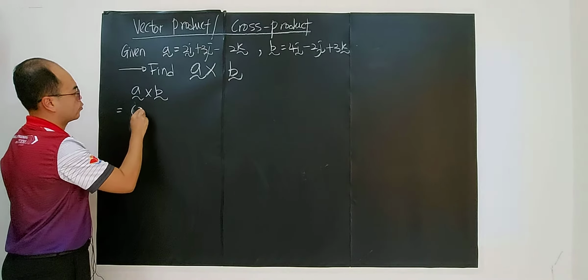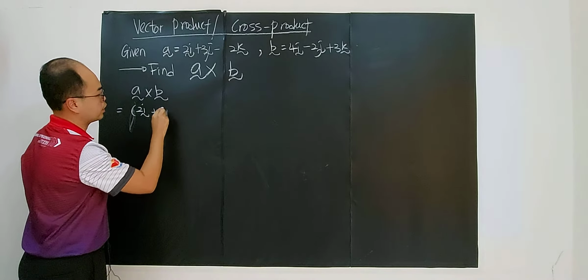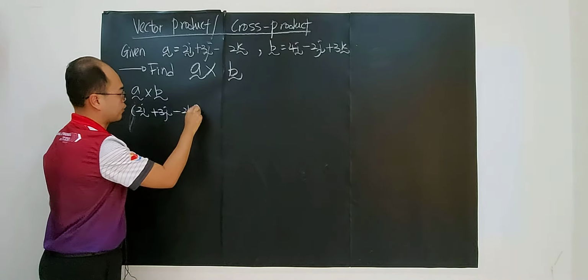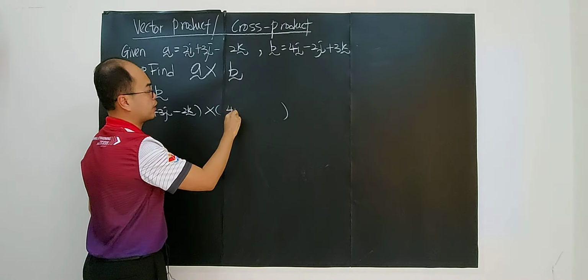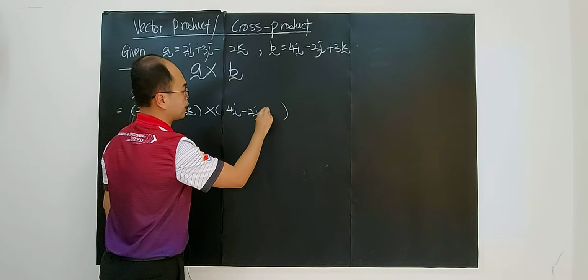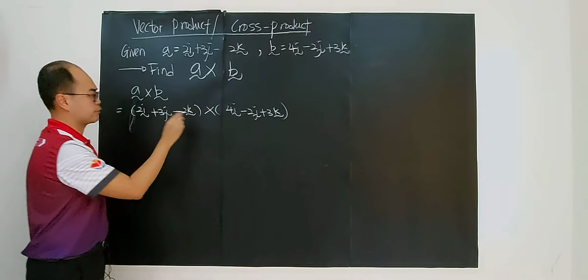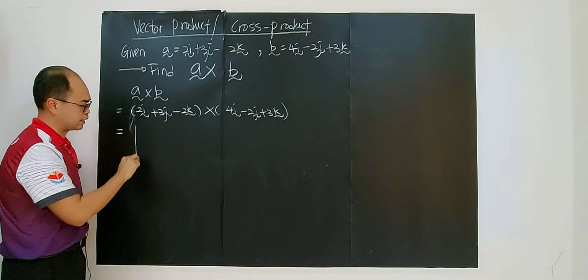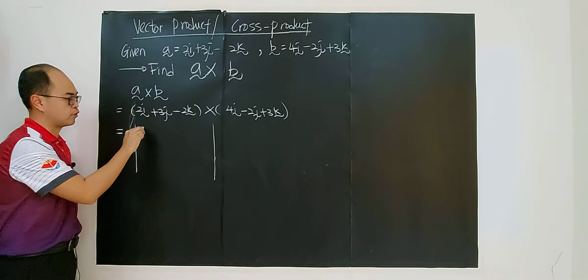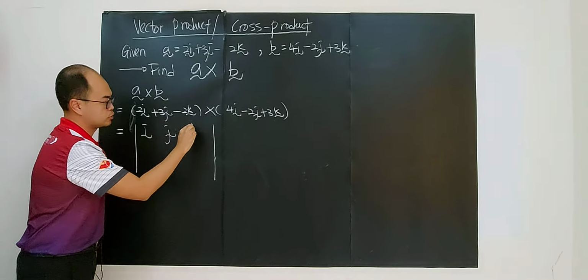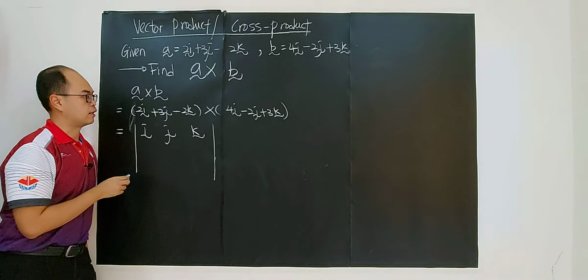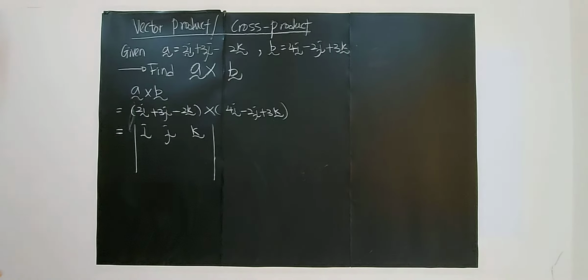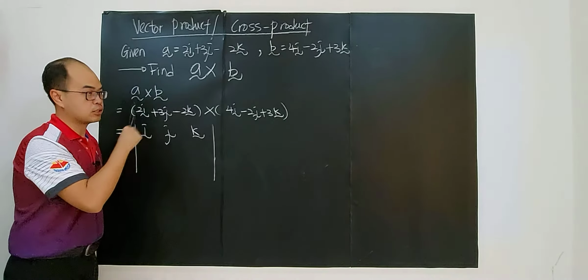where vector A is 2i plus 3j minus 2k, cross with vector B, which is 4i minus 2j plus 3k. We can simplify this just by using the determinant form, so we're going to use the concept of expanding along a row, the expansion of the determinant.